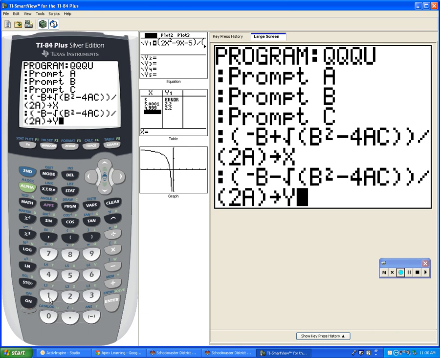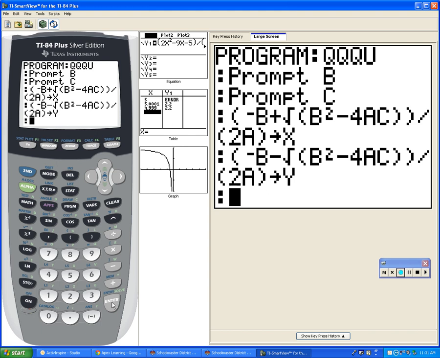Okay? So what we have created here is we enter a value for a, for b, for c. Then we tell it to do the quadratic formula with it and store it into x and y. Hit enter. Now the last thing we need the program to do is tell us what that answer is.